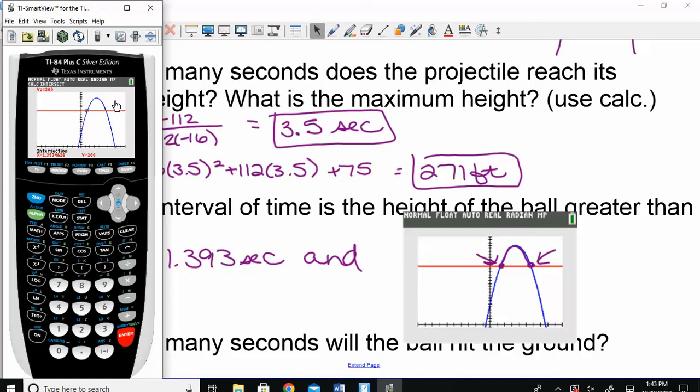Now that's just the first point. I need the second one. So let's repeat that. I know it's a lot of steps, so I want to make sure everybody's there. So first you go to second, and then trace.